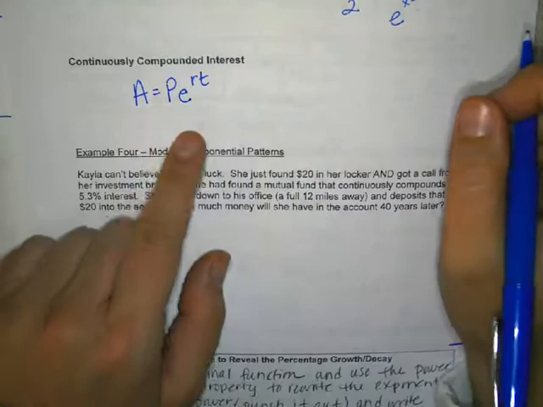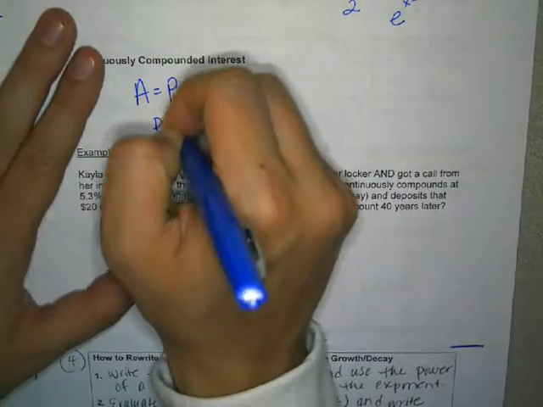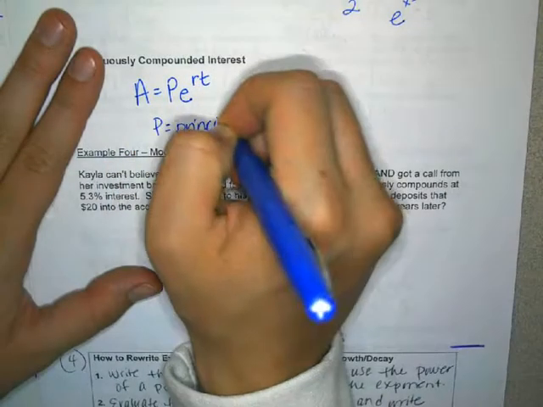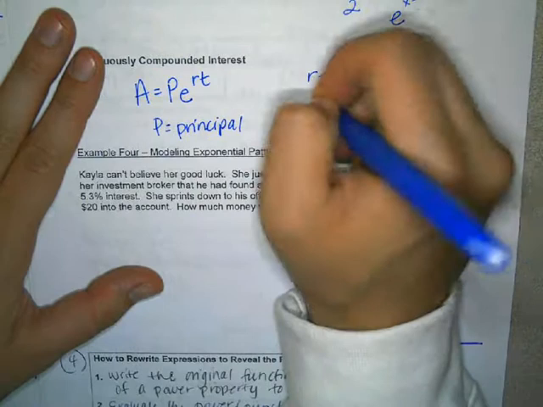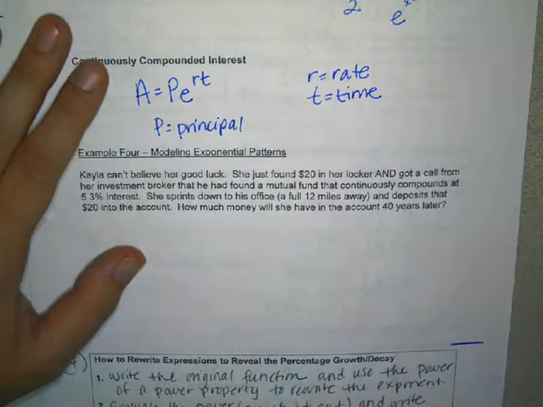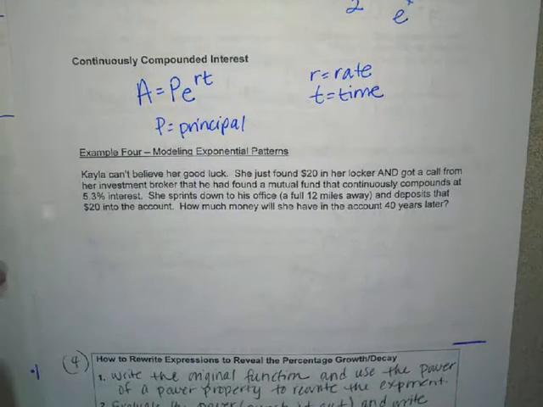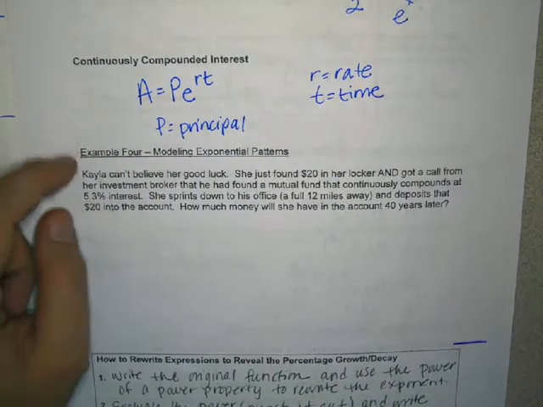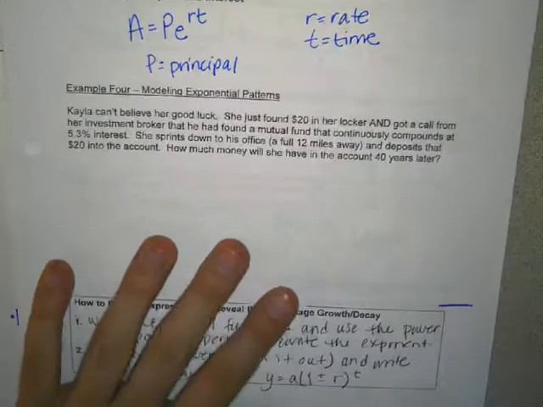I often will refer to this as the PERT formula. P is your principal, R is your rate, make sure you're in decimals, T is your time. Because if there are two words together, those two words are continuously compounded. If those are in the problem that you're doing, then you know you have to use the PERT formula. So when we look at example 4 here, that is what we're going to see.